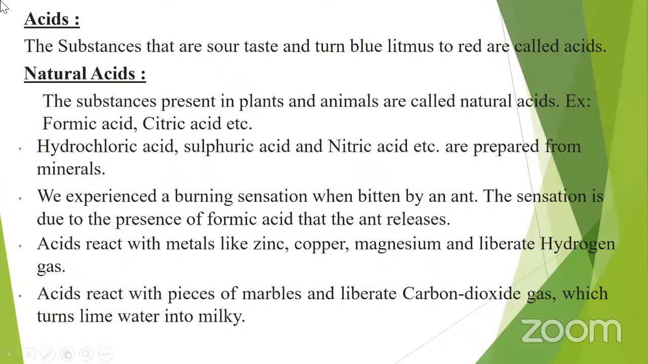Acids react with metals. Basically, we learn in class 7th reactions of acids with metals. When metals react with acids or bases, whatever it may be, they liberate hydrogen gas. They liberate hydrogen gas.